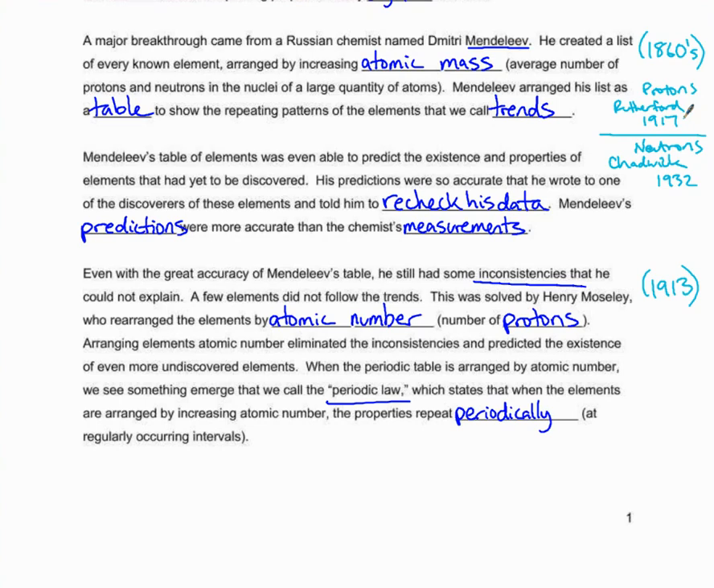Interestingly enough, he never lived to see protons discovered. He was an officer in World War I. He was sent to Turkey and lived to see 27 years old.